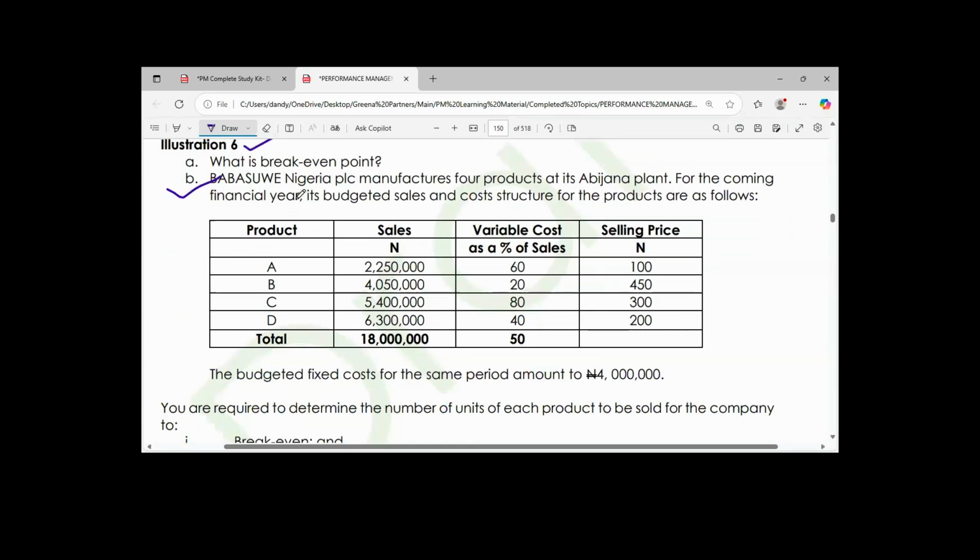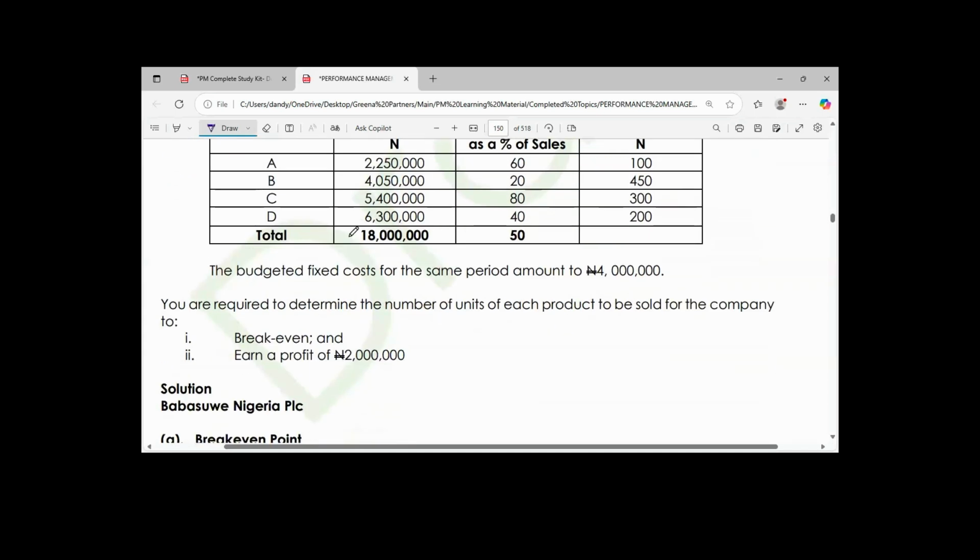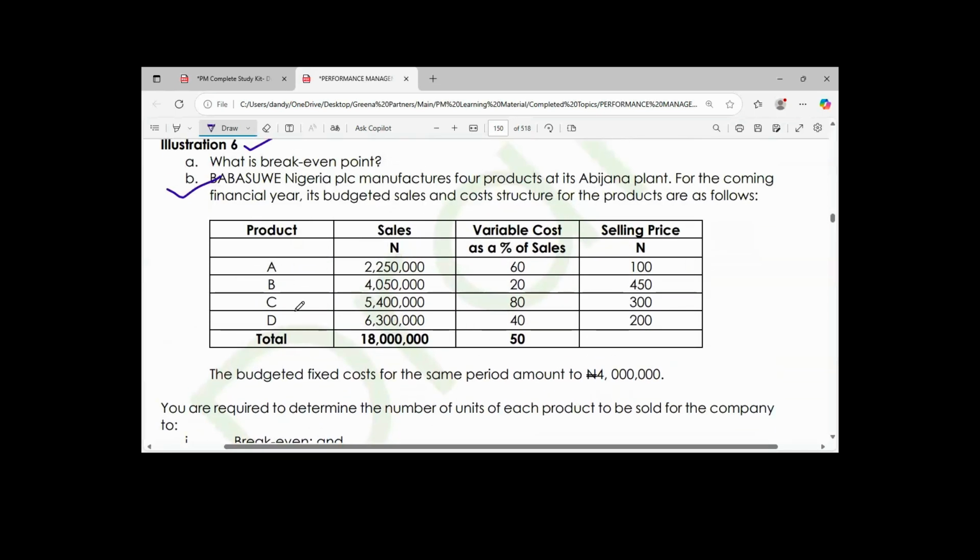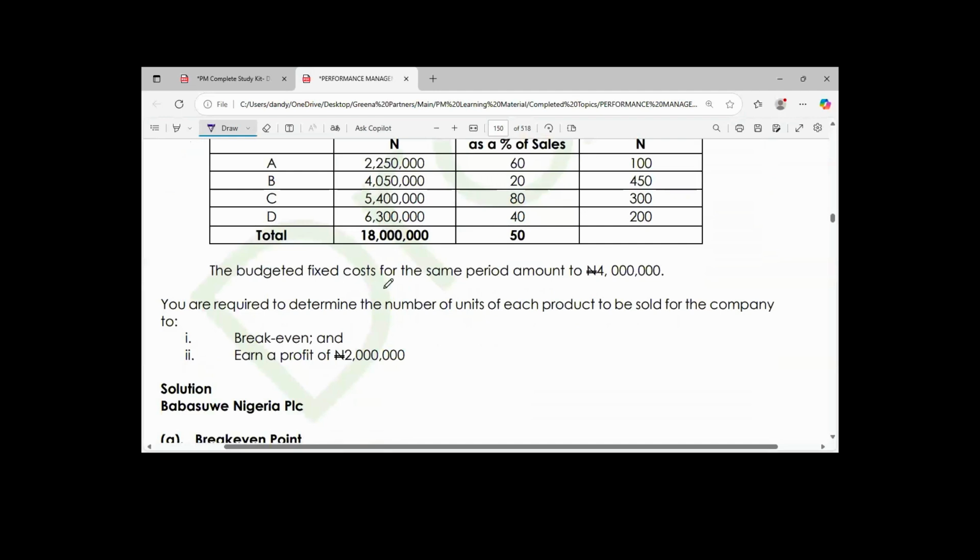6B. Babasue Nigeria PLC manufactures 4 products at its Abidjan plants. For the coming financial year, its budgeted sales and cost structure for the products are as follows. Okay, you have products A, B, C, and D. The budgeted fixed cost for the same period amount to 4 million naira. You are required to determine the number of units of each product to be sold for the company to 1, break even, and 2, earn a profit of 2 million naira. So you want to determine break-even points. What kind of break-even point?